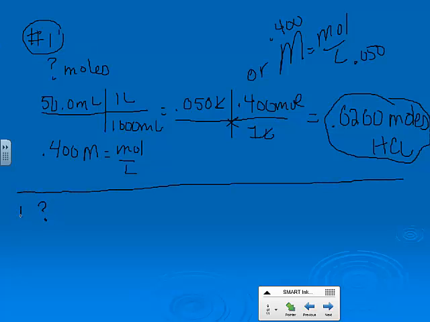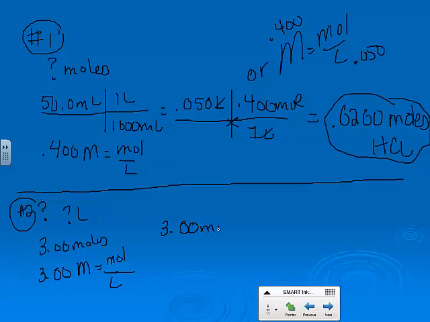Now the opposite way is this time we wanted to know the volume. So this time we wanted to know the liters. We were coming from moles. They told me that I had 3.00 moles and that I had a molarity of also 3.00 molarity, which remember is moles per liter. Now the math is going to be pretty simple on this one, but still just to show you the setup, we want to go from moles to liters. So I start with 3.00 moles, and this time I want to go to liters, so I need to put the 1 liter on the top.